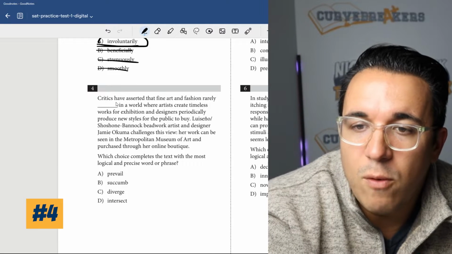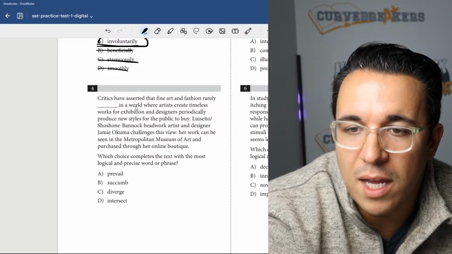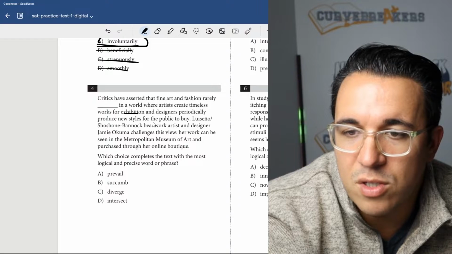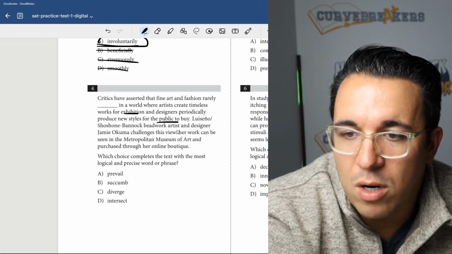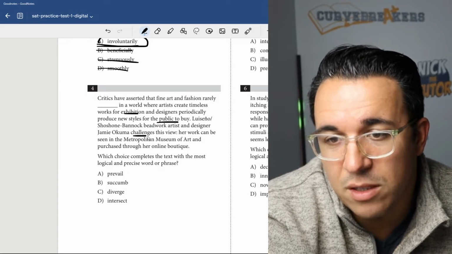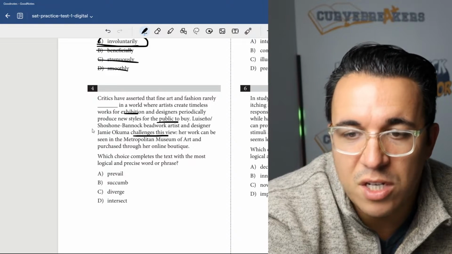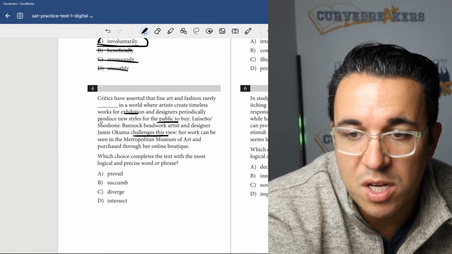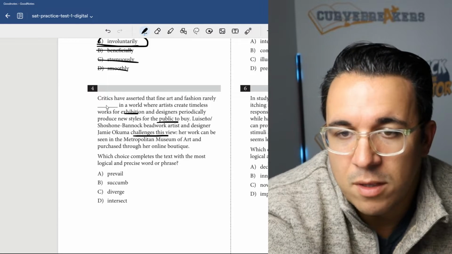All right, let's get into number 4. Once again, word in context. Critics have asserted that fine art and fashion rarely blank in a world where artists create timeless works for exhibition and designers periodically produce new styles for the public to buy. Lakota Sioux and Bannock beadwork artist and designer Jamie Okuma challenges this view. So she challenges it. Her work can be seen in the Metropolitan Museum of Art and purchased through her online boutique. So she's challenging the view that they have to be separate by having work in a museum and in an online boutique. So critics have asserted that fine art and fashion rarely come together, right?